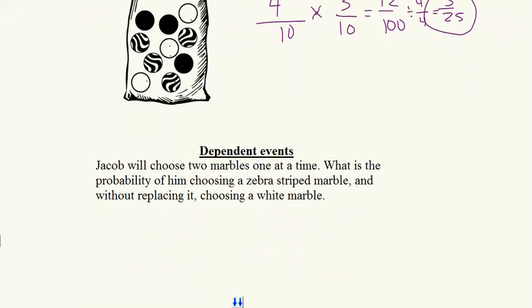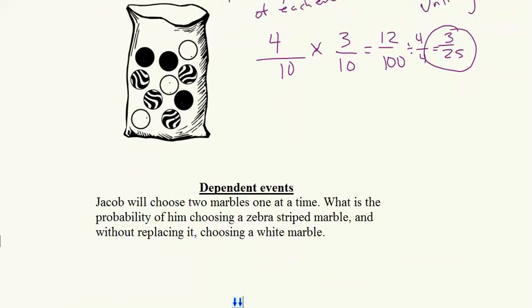Dependent events is when the probability of the second event is affected by what happened in the first event. So, for example, Jacob will choose two marbles one at a time. What is the probability of him choosing a zebra striped marble and without replacing it, choosing a white marble? All right, so again, we can multiply the probability of each event.